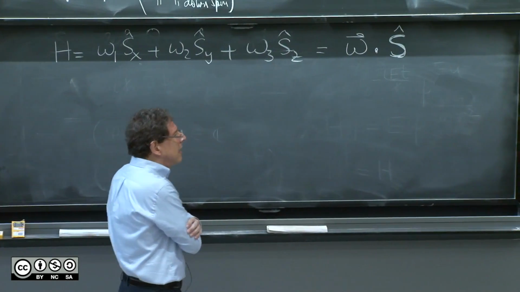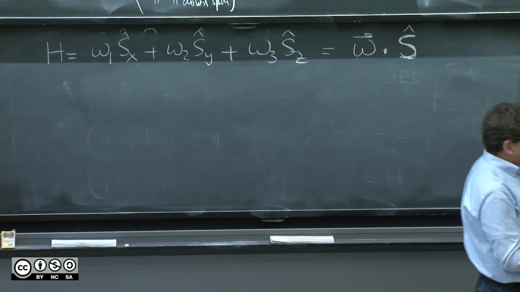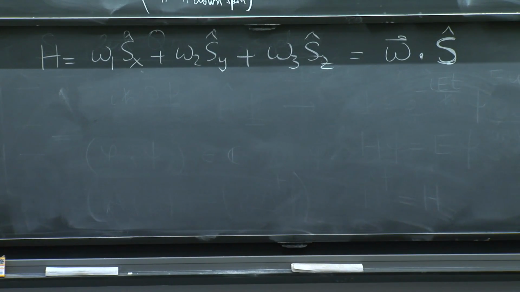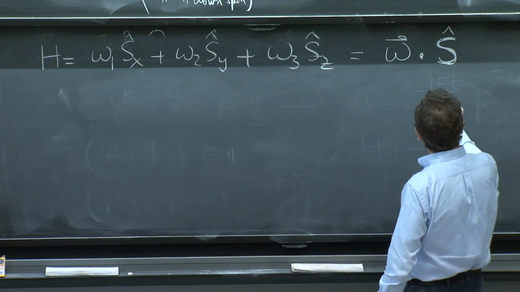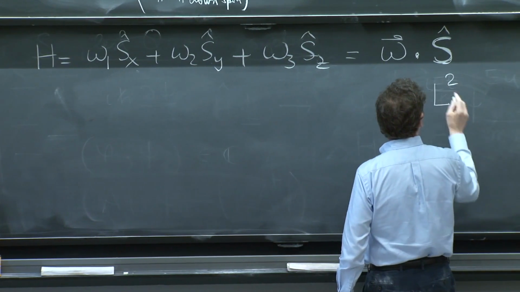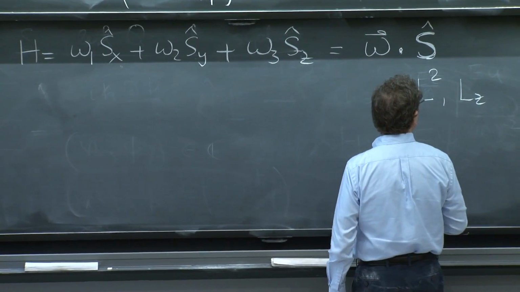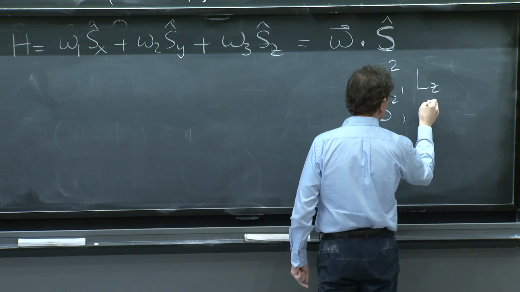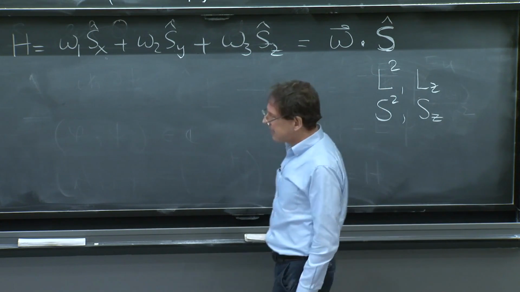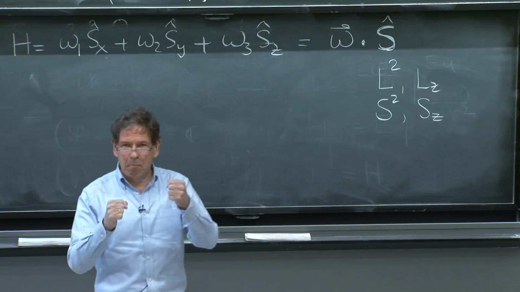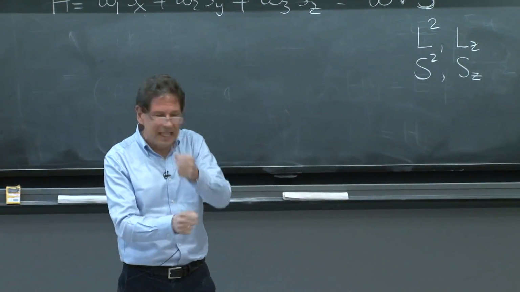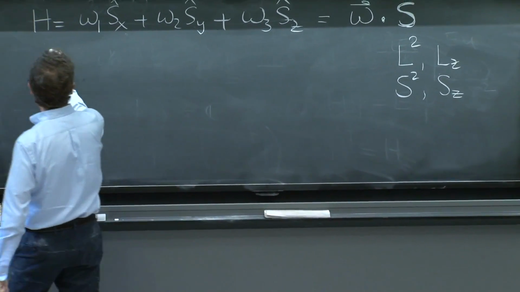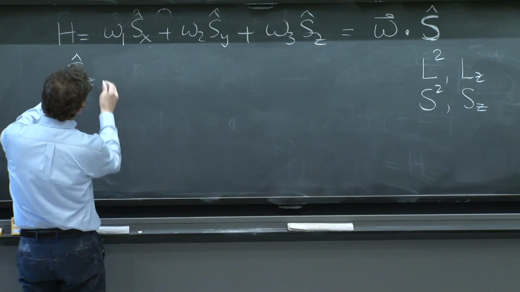I want to just elucidate a little more what the eigenstates are here. With angular momentum, we measure L squared and we measure LZ. So with spin, we'll measure spin squared and SZ. And SZ is interesting, it would be spin or angular momentum in the Z direction. So let's look at that. SZ, this is the operator, the measurable.